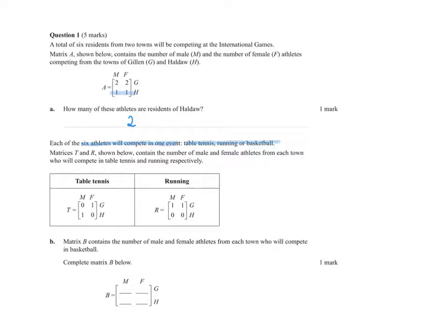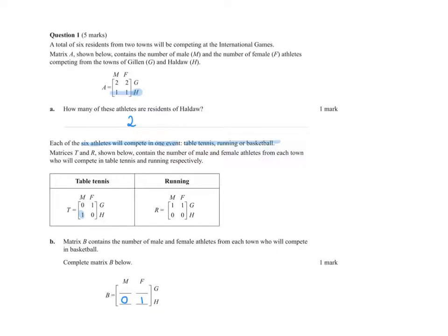Say in H, we've got 1 male and 1 female. So if you look, the 1 male's gone here. He's playing table tennis, and the female hasn't been used yet. So she must be playing basketball, and there's no males.